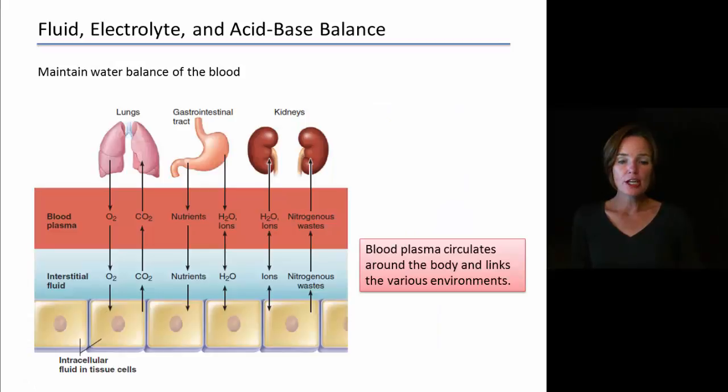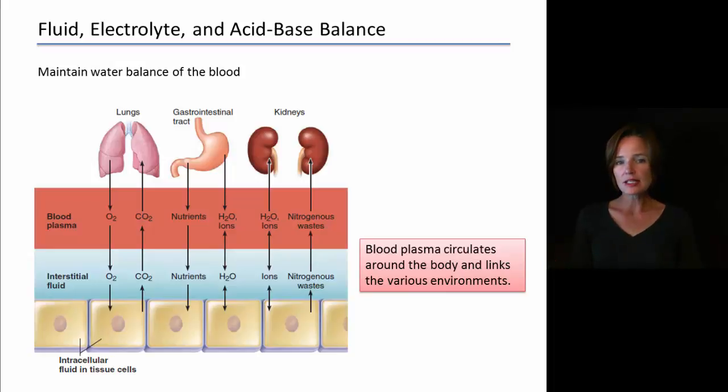In this image right here, we are seeing the functions of the lungs, the gastrointestinal tract, and the kidneys. All of these are working together with the circulatory system, passing substances into the blood and then collecting them from the blood.